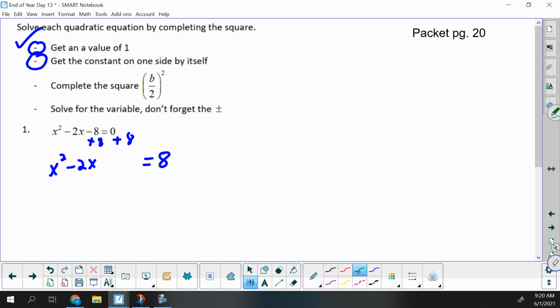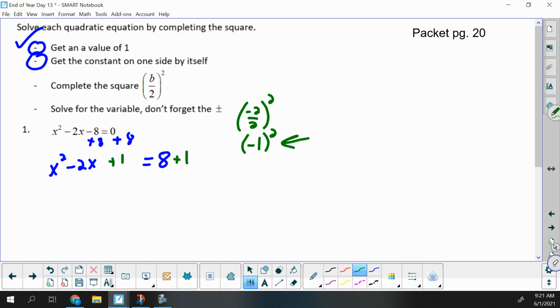Well, now we want to do b over 2 and square it. Well, our b is negative 2 over 2, and we're going to square it. Negative 2 over 2 is going to give us negative 1. So we're going to do negative 1 squared. When you do these in the calculator, make sure it's in parentheses and squared. Otherwise, it will give you back a negative, and it shouldn't. A negative times a negative is a positive. Negative 1 times negative 1 is 1, so we're going to add 1 to both sides.